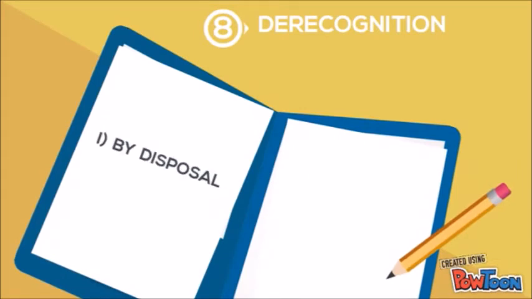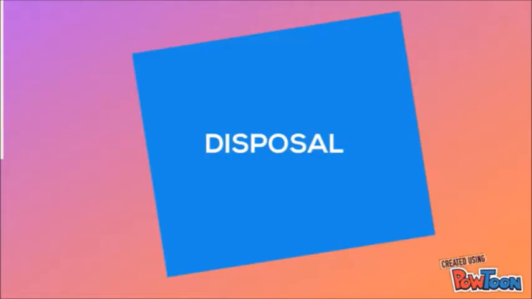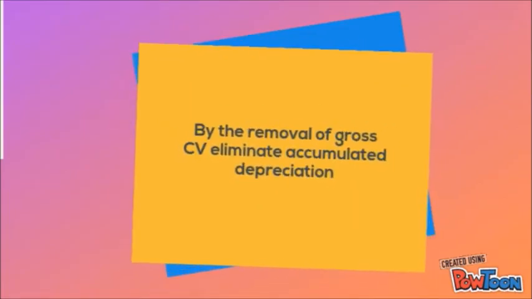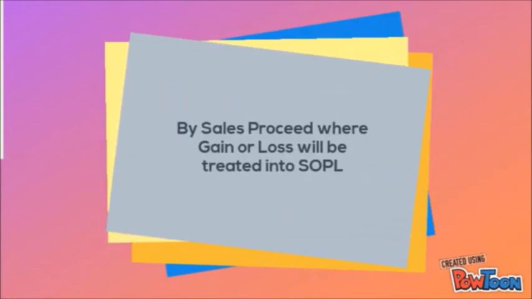Derecognition. It can be done by disposal or when there is no future economic benefits from its use. Derecognition by disposal of PPE. It will be disposed by removal of gross carrying value, eliminate accumulated depreciation. Or, the disposal can be done by sales proceed, where any gain or loss will be treated into statement of profit or loss either as expenses or revenue.